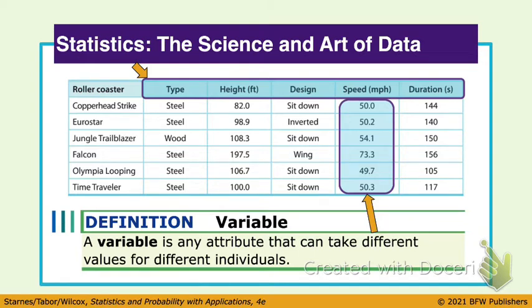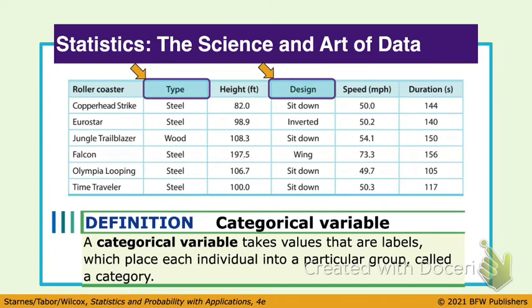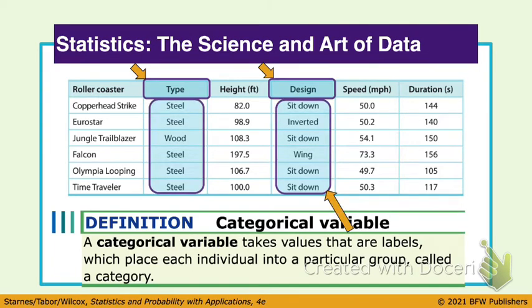Quantity versus category. You're pretty much exactly right there, Luke. So, the categorical variables are going to be the variables that take values that are labels, and they place each individual in a particular group called a category. Pretty straightforward, right? So, categorical variables is when we label an individual with a category. We put them into a specific category.